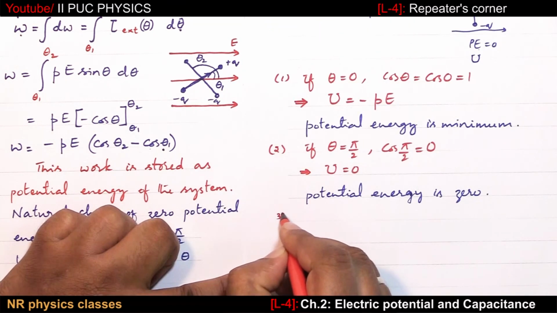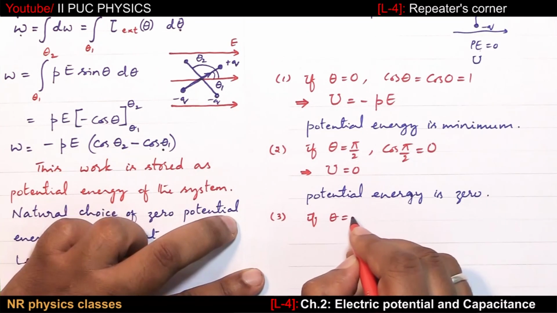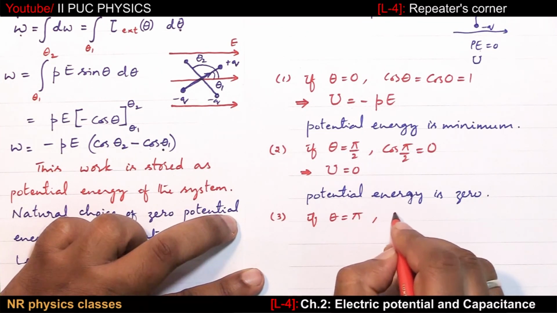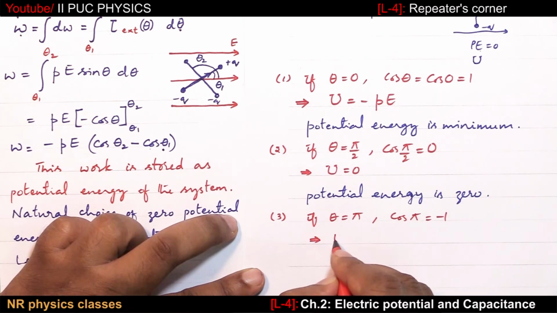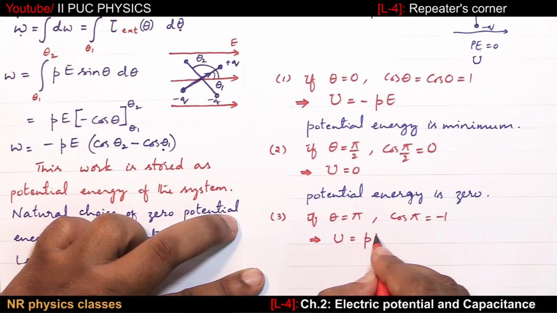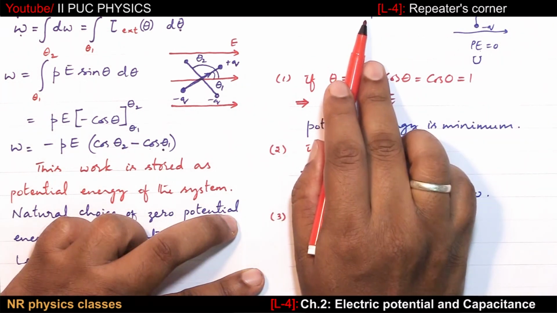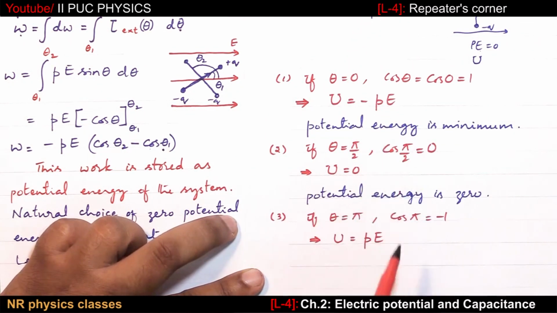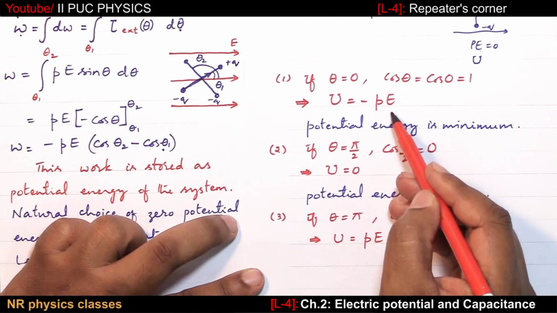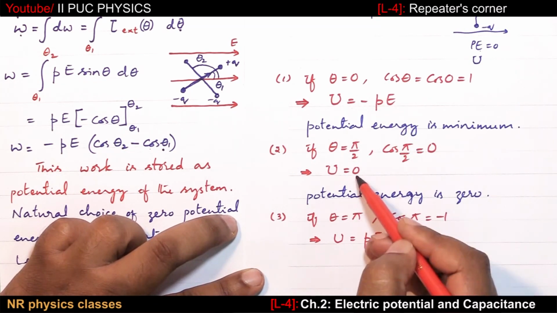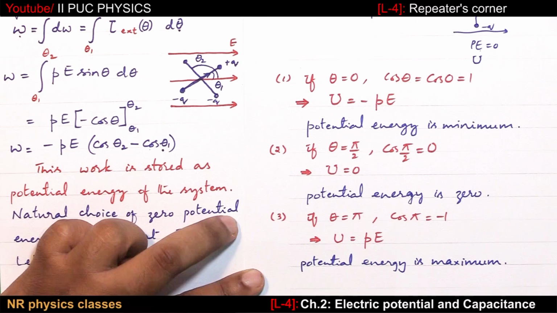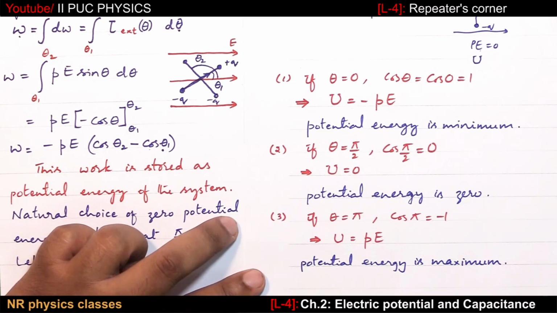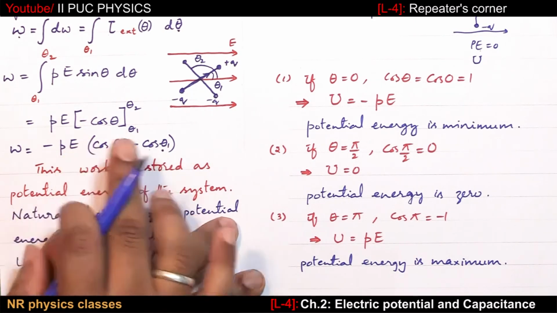Third case, if theta is pi, cos pi is minus 1, implies potential energy equal to minus of minus, plus P into E. Observe, this is minimum, this is maximum, and this is 0. Potential energy is maximum. This is a derivation for 3 marks or for 5 marks.